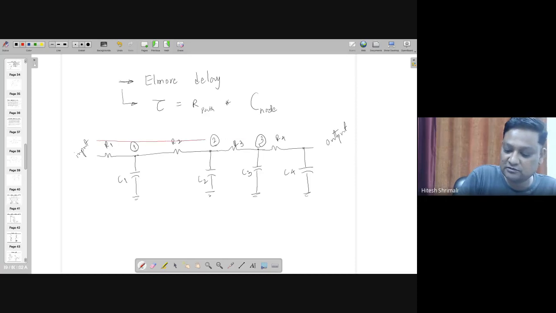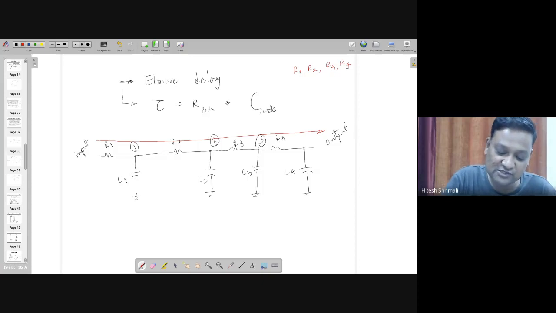to find out the path resistance going from input to output side, which has R1, R2, R3, and R4 resistances. However, we have to take just those resistances which make the subset with the resistance path which you want. Like if you want the first node, node number 1, in that R1 is the only one which is going to contribute. So R1 times C1, that's the Elmore delay of the path going from input to node number 1.